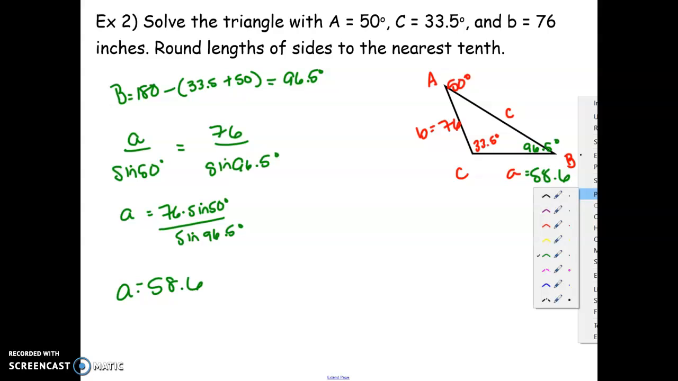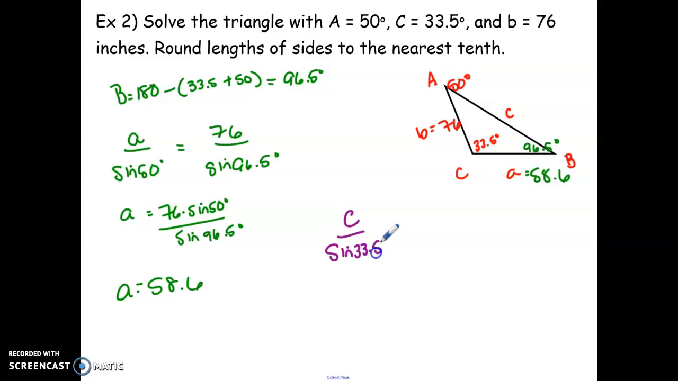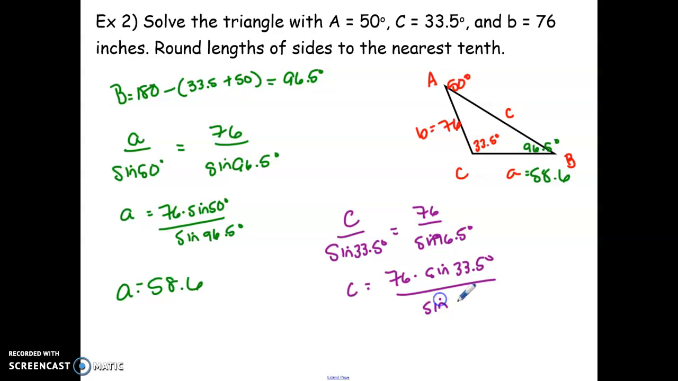And then set up a ratio for side C. So side C over sine of 33.5 is equal to side B, which is 76, over sine of B, which is 96.5 degrees. Okay, cross multiply that. You're going to type in 76 times sine of 33.5 divided by sine of 96.5, and you should get that C equals 42.2.